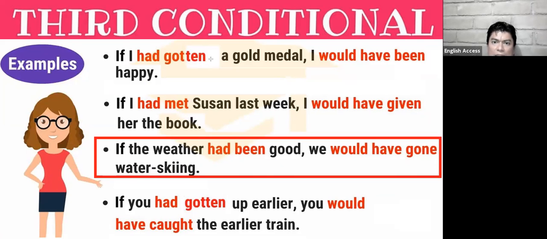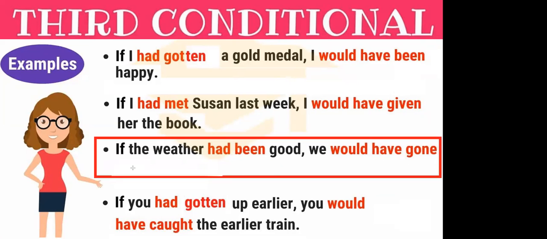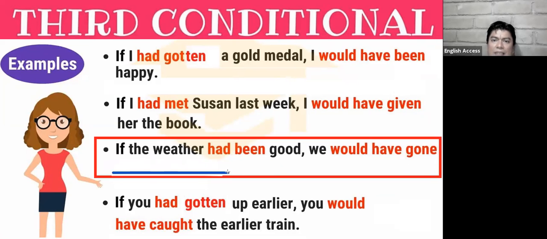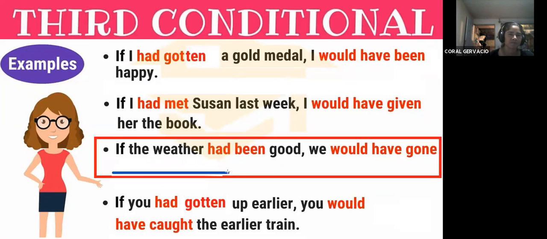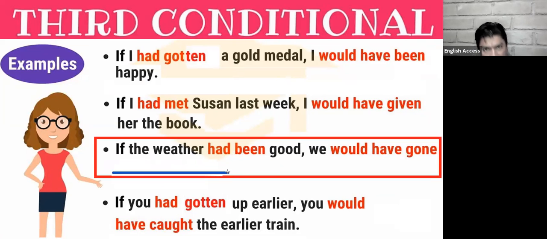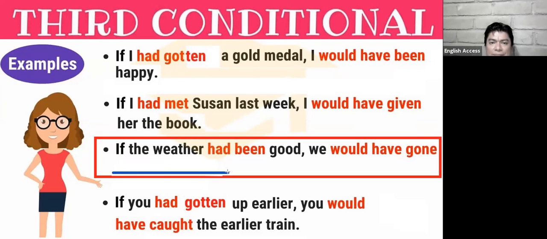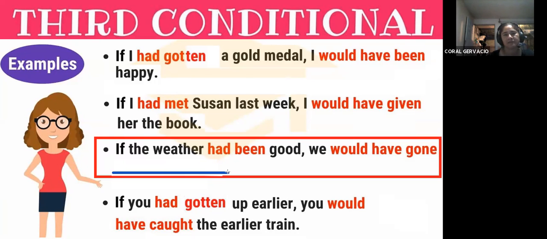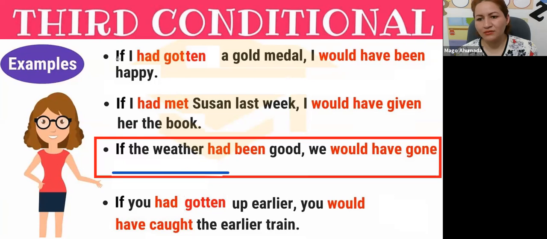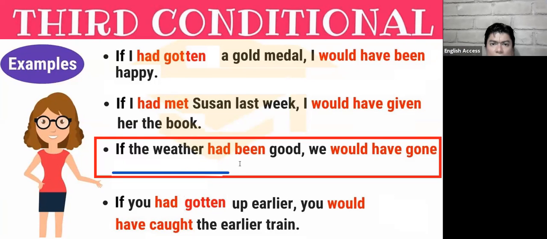It says water skiing. Now let's complete it. Guys, give me your opinion. If the weather had been good, we would have gone what? Walking. Walking, very good. What about you guys, Coral, Mago, and Emmanuel? To swim. Okay. Would have gone hiking, to swim. Hiking, very good. Or to the beach. Perfect. Good job. What about you, Coral? To the beach or to the movies. Or to the movies? Yes. What about you, Mago? Go climbing. Go climbing. Perfect.